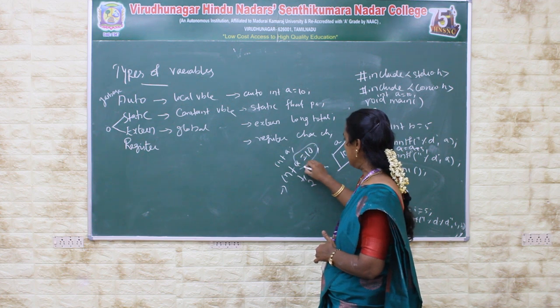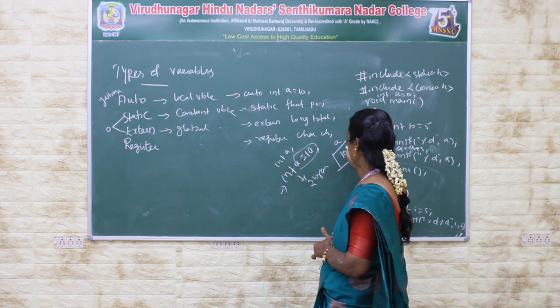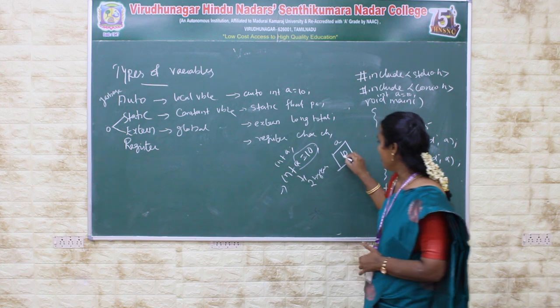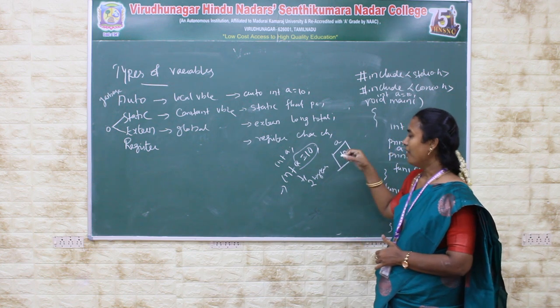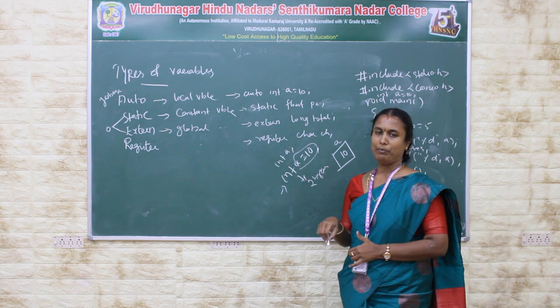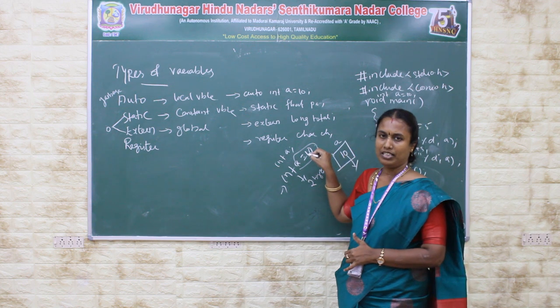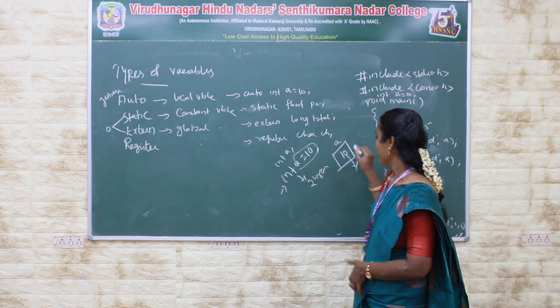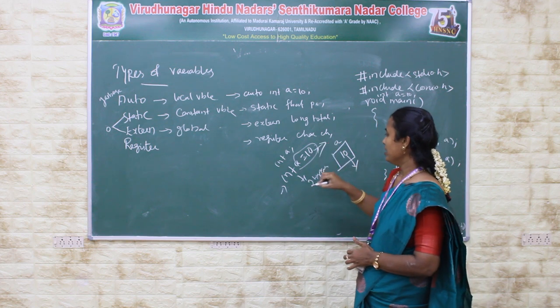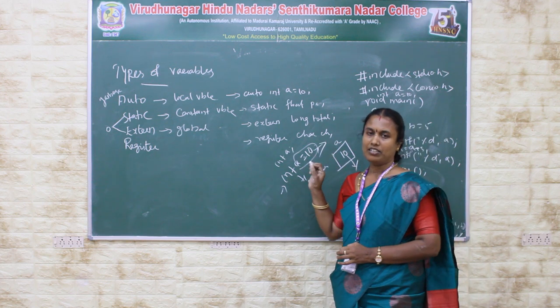Whenever I make the initialization, the storage space for the variable a holds the value 10. After that, whenever we refer to the variable a, the value 10 is fetched using the variable name a. Okay, so this is all done with the help of the storage class.